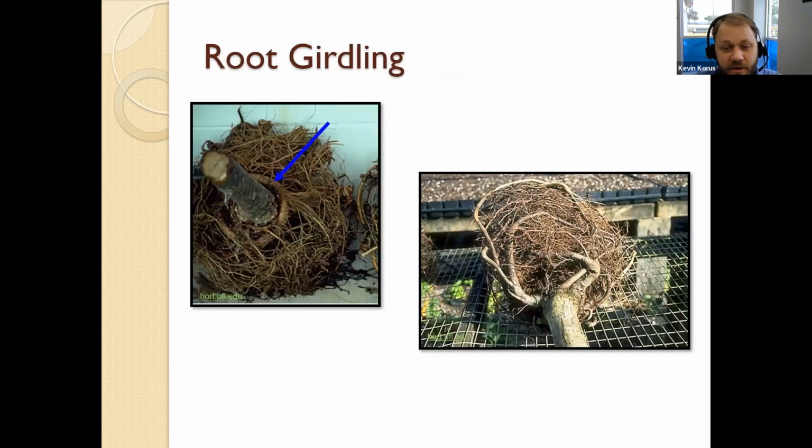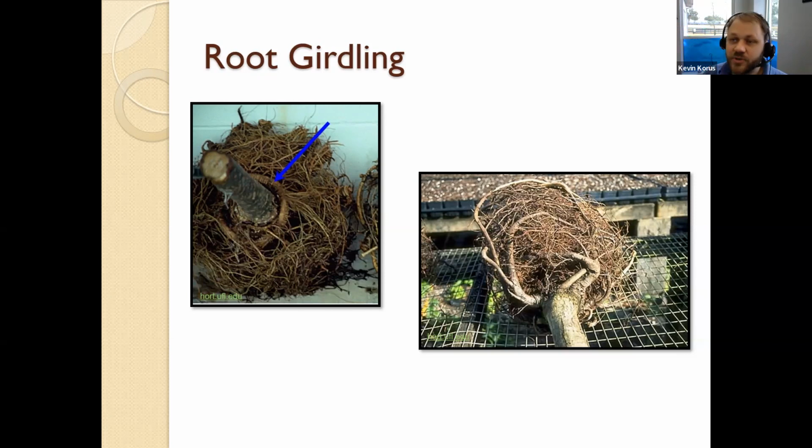Root girdling is another abiotic disease. So a lot of containerized stock, unfortunately, if it's been in the container for a really long time, those roots will grow, they'll hit the side of the container and they'll start circling. This can become an issue if you put this in the ground. Of course, we know that the caliper of a tree increases as it gets older. So that diameter of the base of the stem is going to get wider. If it's encircled with roots, it'll girdle itself and it'll kill itself.